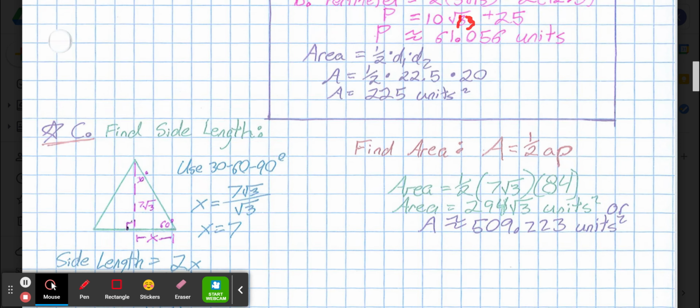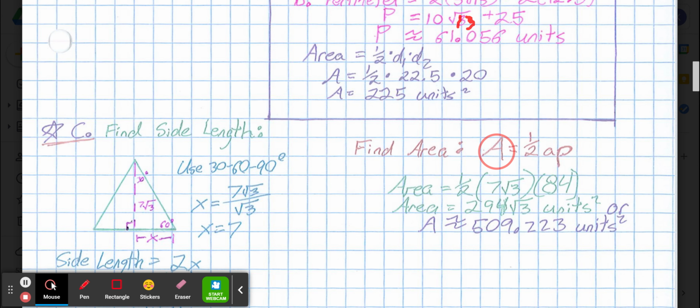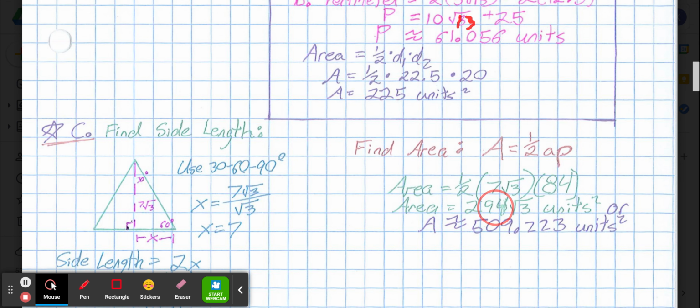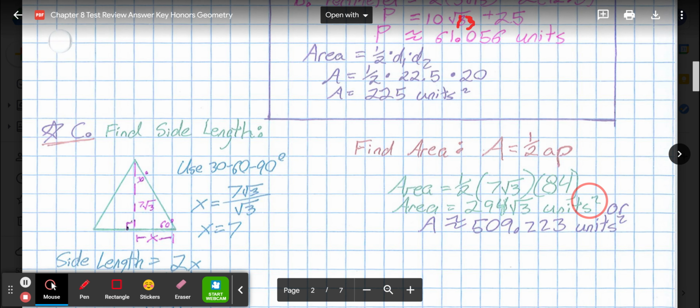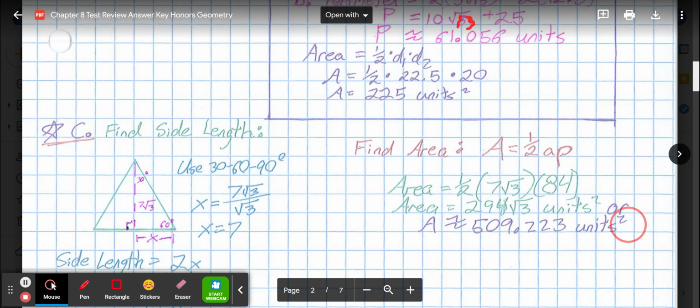Now the area of the regular hexagon. We'll be using the area of a regular polygon. So it's 1/2 multiplied by the length of the apothem multiplied by our perimeter measure. So 1/2 times 7 square roots of 3 times 84. So half of 84 times 7 is 294 square root of 3 units squared. And if we want to write that as a decimal, again, I'd take either answer. The decimal would be approximately 509.223 square units.